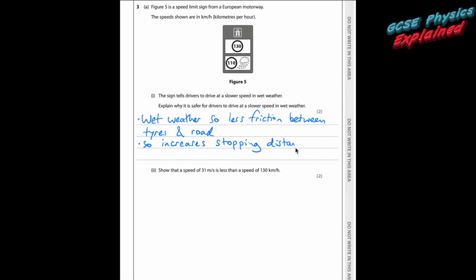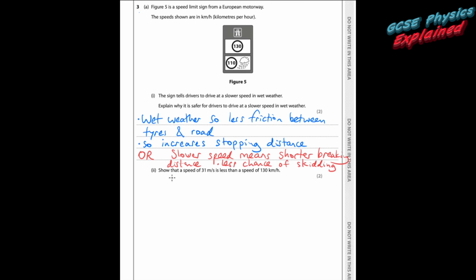Right, if it's a wet road, there's going to be less friction between the tyres and the road. Which means there'll be an increased stopping distance. Or you could say slower speed means shorter braking distance. And less chance of skidding if you're going slower. I personally prefer the blue explanation.